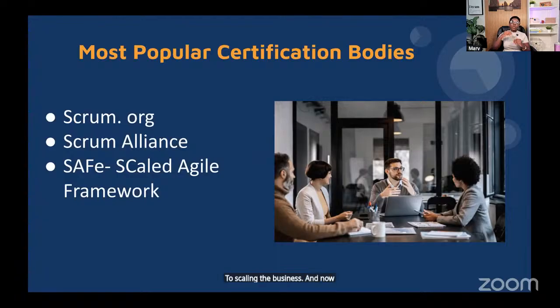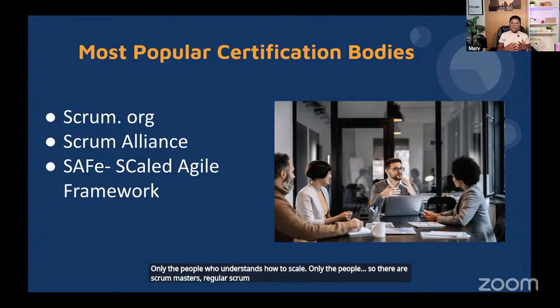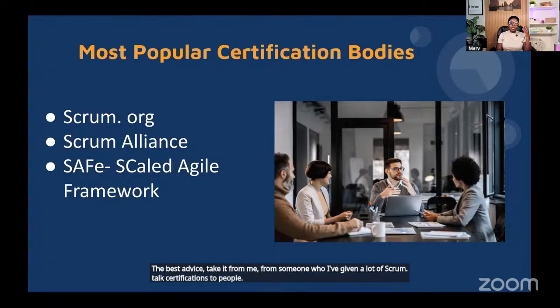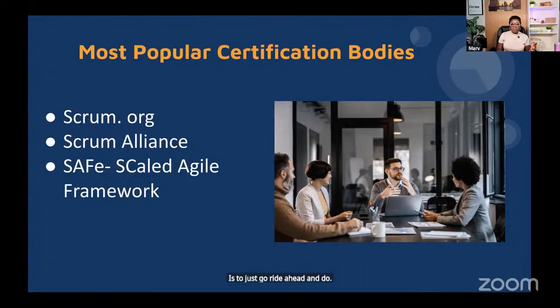So they're going to move from the level of just Scrum to scaling the business. And now it's going to require them to hire only the people who understand how to scale. Only the people. So there are Scrum Masters, regular Scrum Masters, and there are SAFe Scrum Masters. So in the past, when you're starting out, normally I would advise maybe take Scrum.org. But now I tell people, even if you're starting right now, the best advice, take it from me, from someone who has given a lot of Scrum.org certifications to people, is to just go right ahead and do a SAFe. But not just the certification, a proper training. And we're going to get there.